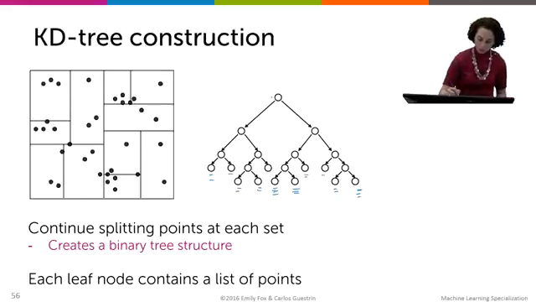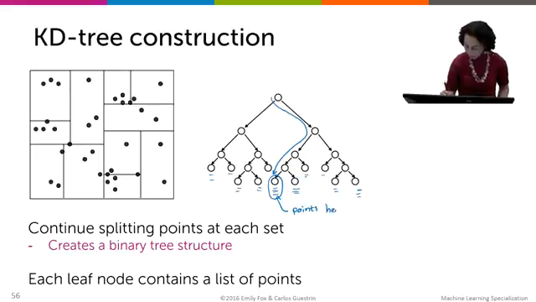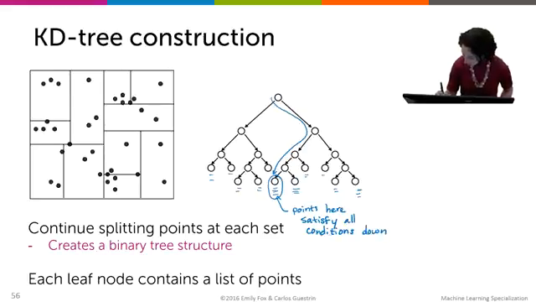So to be clear, if we trace our way down the tree to any given leaf node, the points that appear here will satisfy all conditions that were specified at each one of the splits above along the path. So points here satisfy all conditions down the tree to this point.